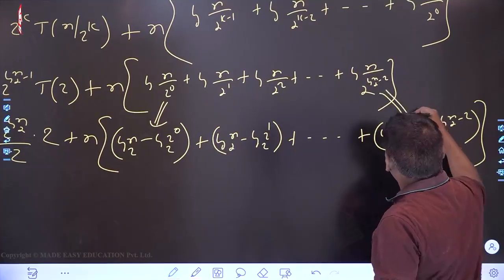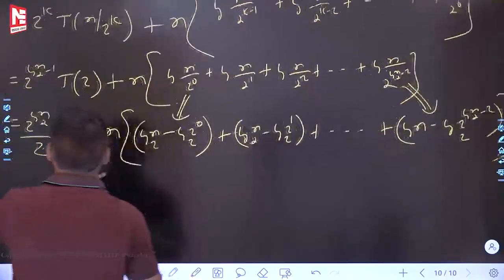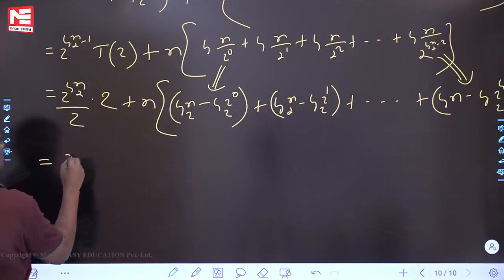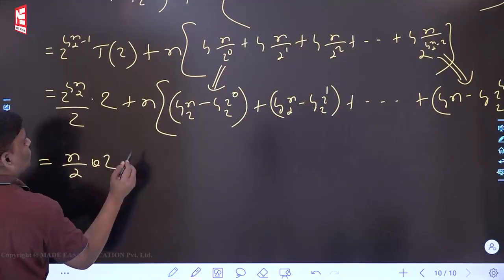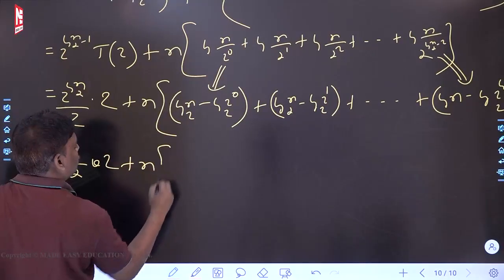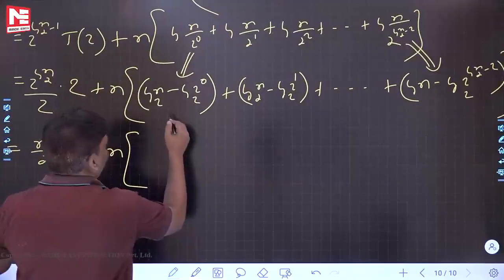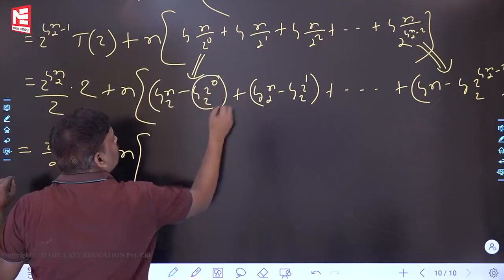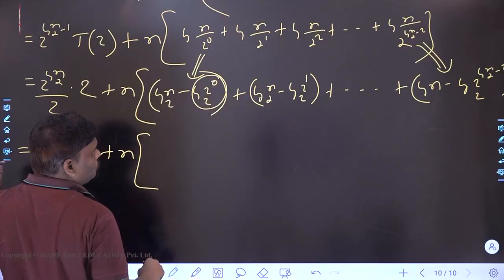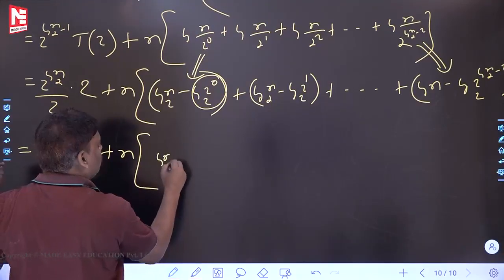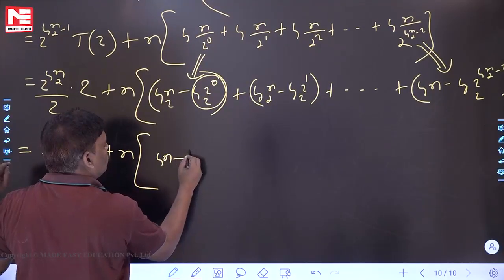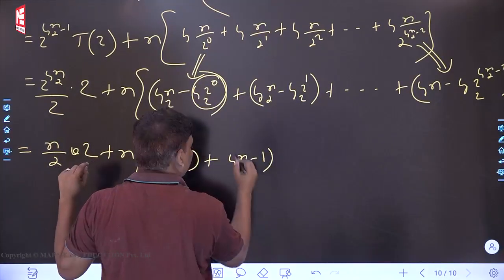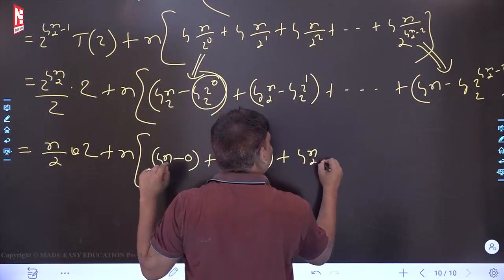This is for this, right? Simplify this. I am simplifying 2 power log n base 2. What is the answer? N by 2. It is the 2 plus n into, right? So let's see this one. What is the answer? Log n base 2 minus this one. This is nothing but log 2 power 0 base 2. What is the answer? 0. This is nothing but log n base 2 minus 0. This can be written as log n base 2 minus 1. This is nothing but log n base 2 minus 2.